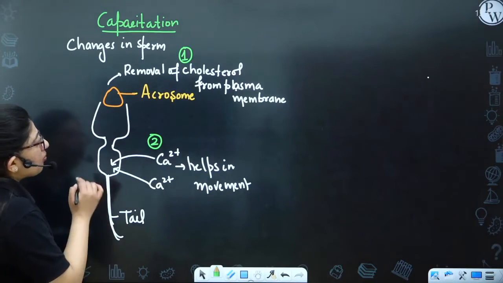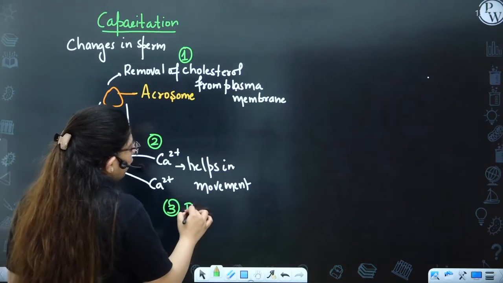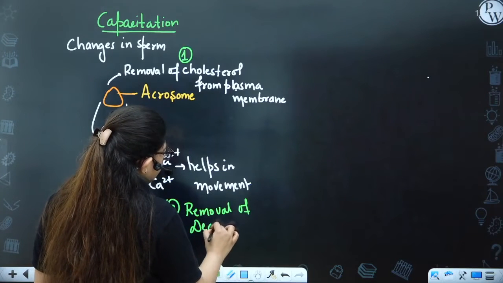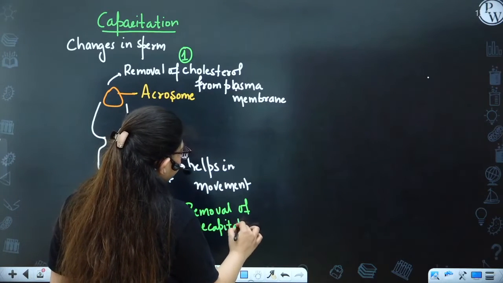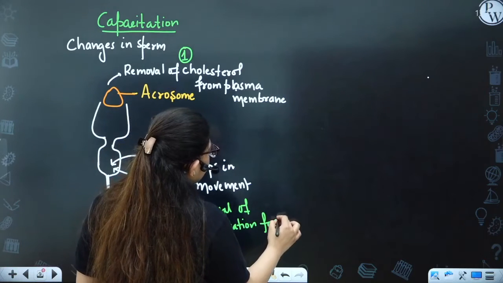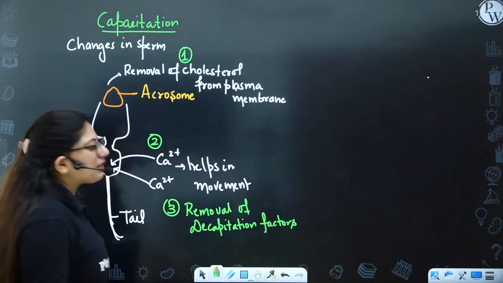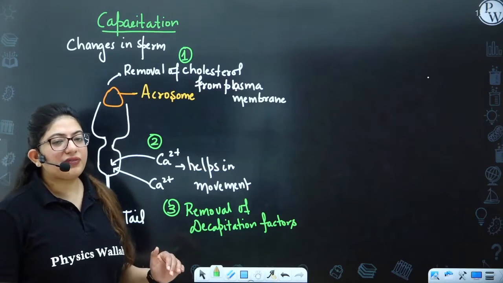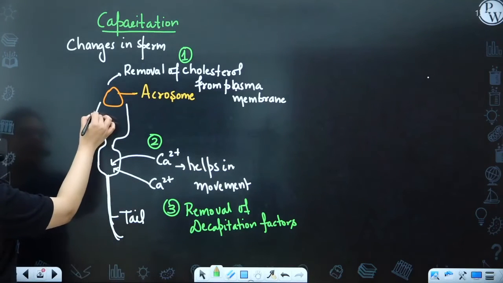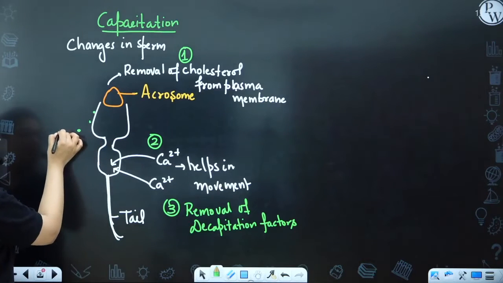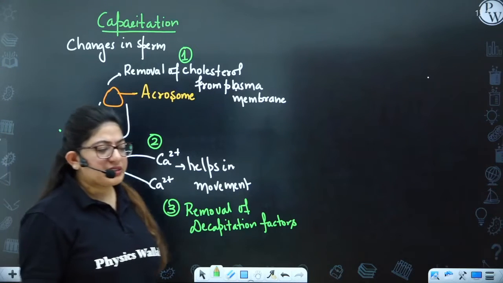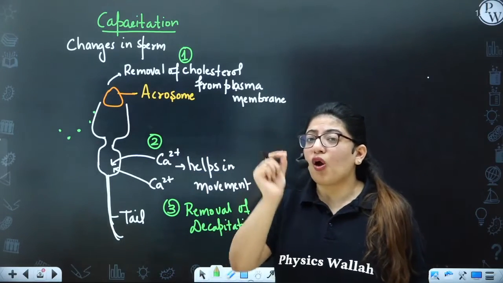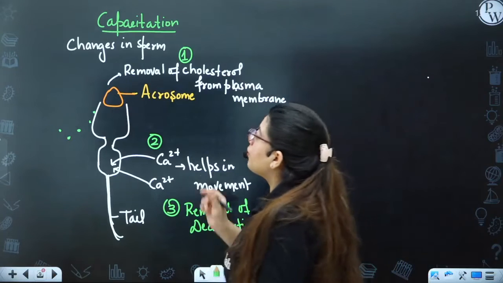The third thing is removal of decapacitation factors. The epididymis, when it stores the sperm, gives it some factors like this. These are decapacitation factors, which are removed now. These protein factors prevent capacitation. We want capacitation to always take place in the fallopian tube. Where should it take place?